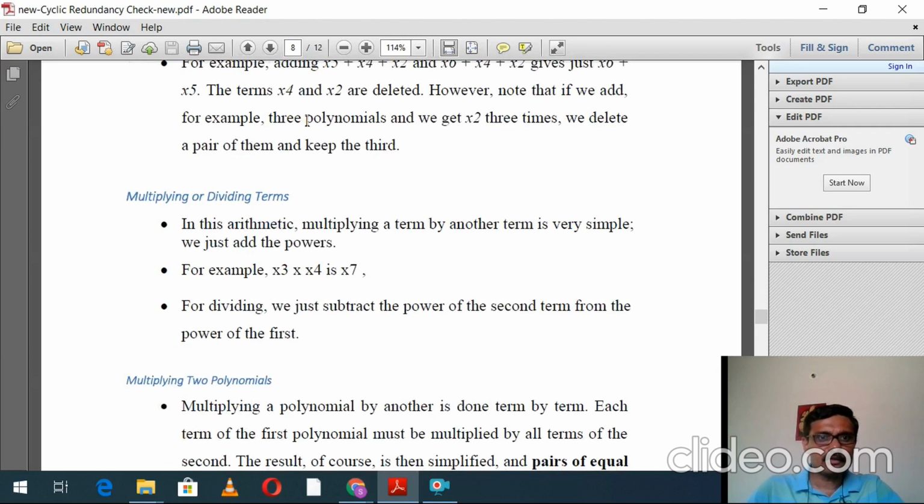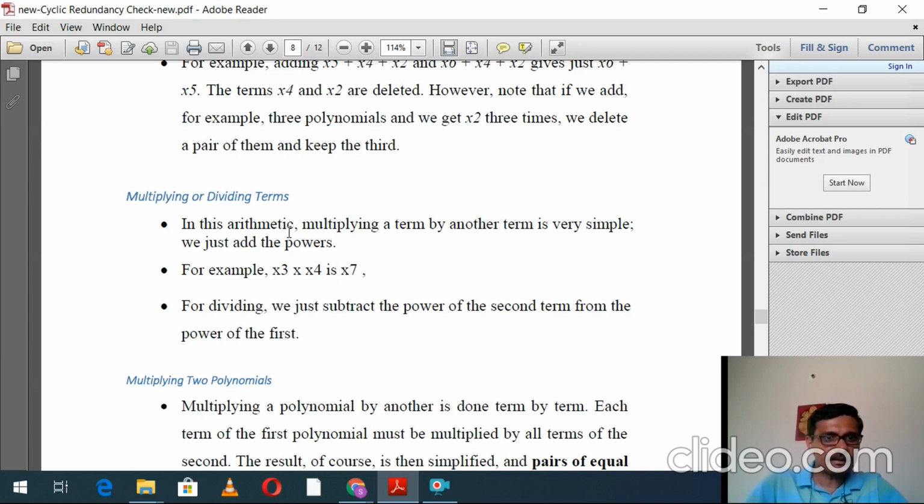And assume that if there are 3 terms, x power 2, 3 times, then you have to delete only the pair. A pair of them should be deleted and keep the third one. That is 1 plus 1 plus 1. So what do we get? 1 plus 1 is 0, 0 plus 1 is 1. So you have to retain 1 there.